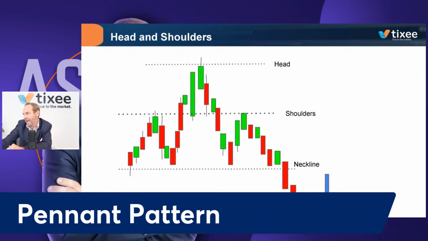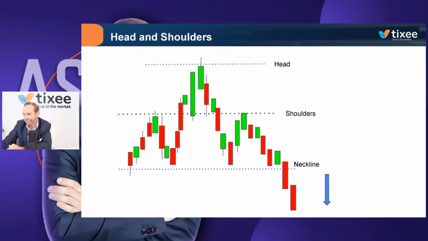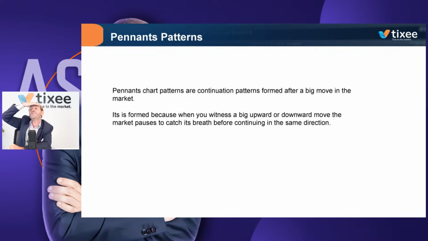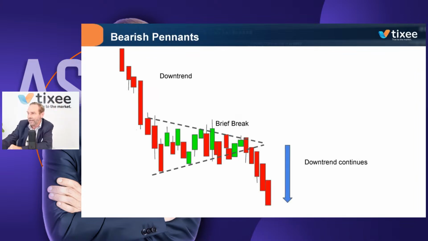We now have the pendant pattern. And we're going to talk about this in a bearish pattern. Okay, so let's pull up my slides again. This pattern is a continuation pattern formed after a big move in the market. It's formed when a big upward or downward move in the market suddenly pauses to catch its breath, has a breather after a little while, before the momentum then continues. And it looks a little bit like this. This is an example of a bearish pendant.